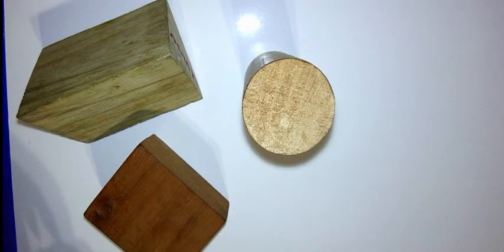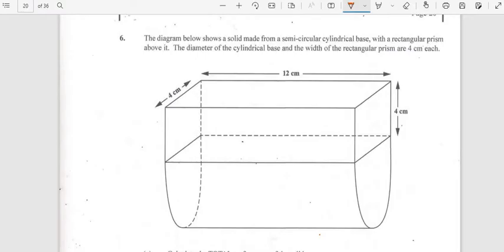Okay, so now let's go back to this. So what we have actually is a rectangular base prism on top of a semicircular cylindrical base. I may add prism at the end. Yes, this is also a prism.